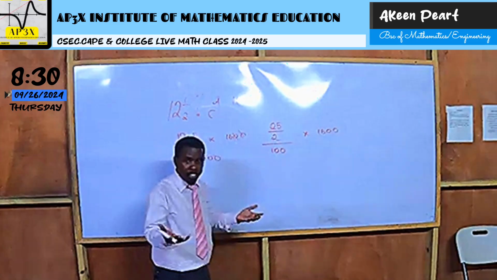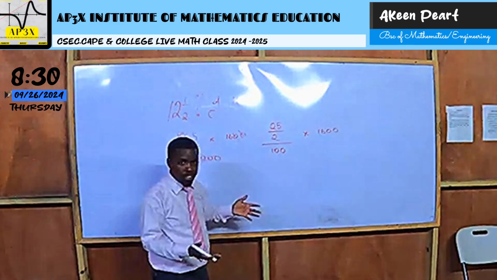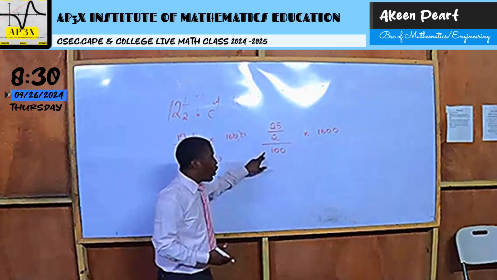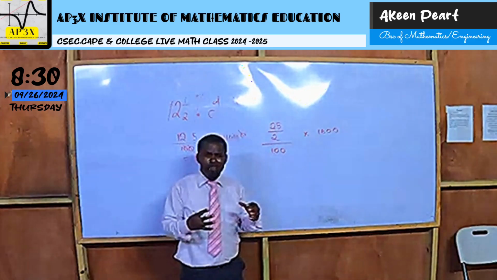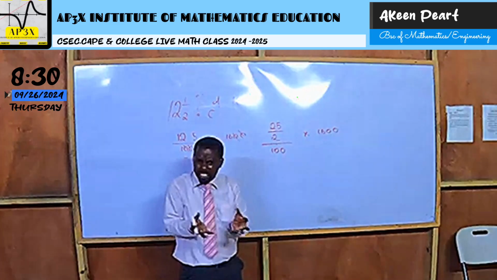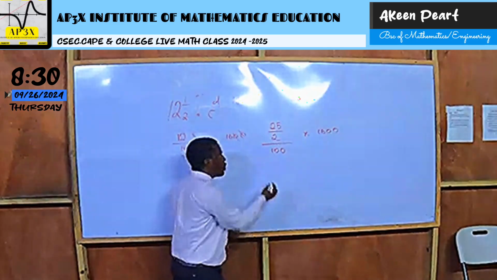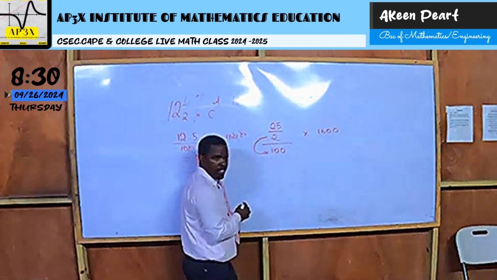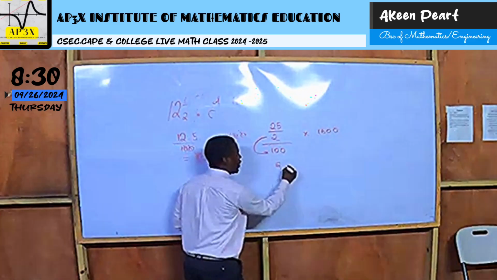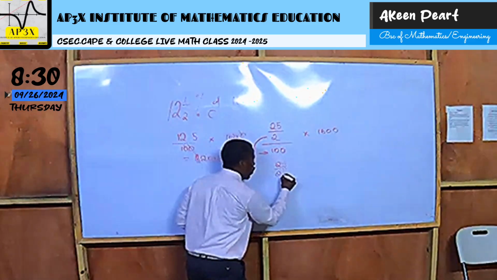25 over 2, do you agree that 2 is a denominator? And do you also agree that the 100 is a denominator? So we can make them common denominators. Not sure? So we can take that 2 here and swing it down here, and we stay with 25 over 200.